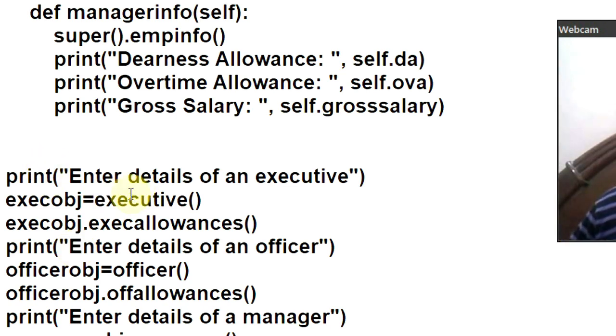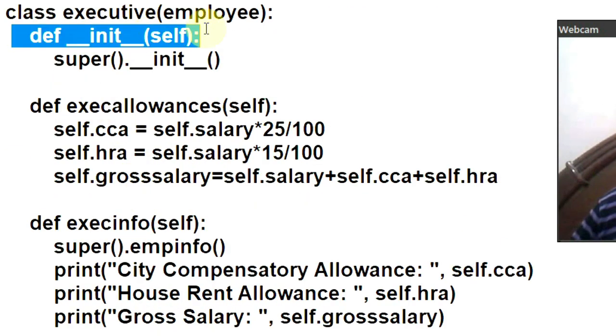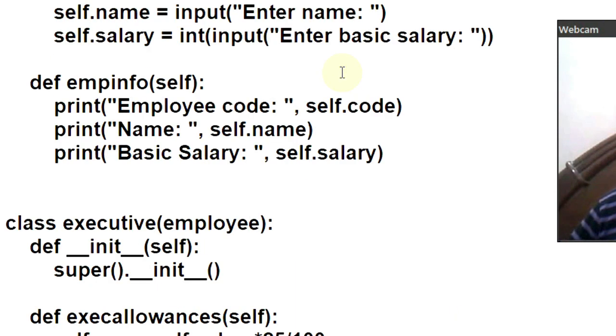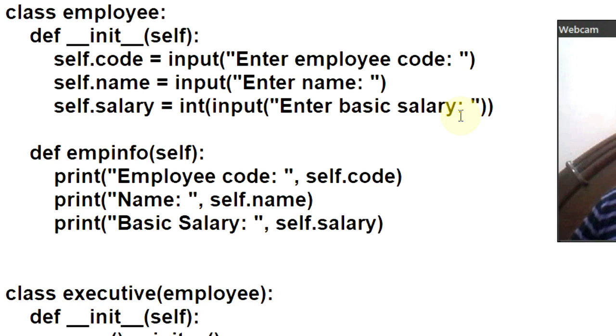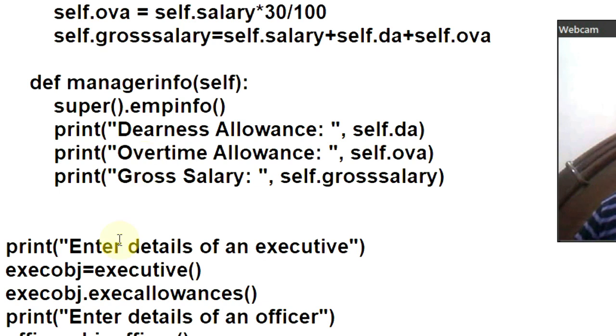In the main function you get a message, enter details of the executive. You are making the object exec obj of executive class because there are no arguments. So the default constructor of the executive class will be executed. Control will come to the executive class. This is the default constructor of the executive class. Here you are invoking the default constructor of the superclass, and the superclass of executive class is employee. So control will come over here. It will ask the user to enter code, name and salary, and the data entered by the user will be assigned to the code, name and salary attributes. These code, name and salary are the instance attributes of the instance being created, that is of the exec obj.